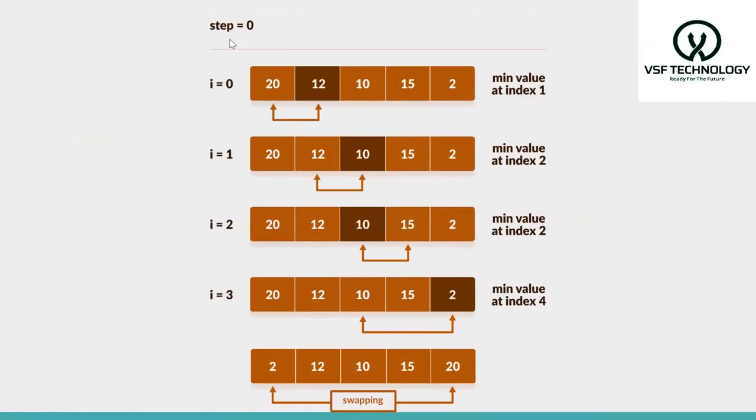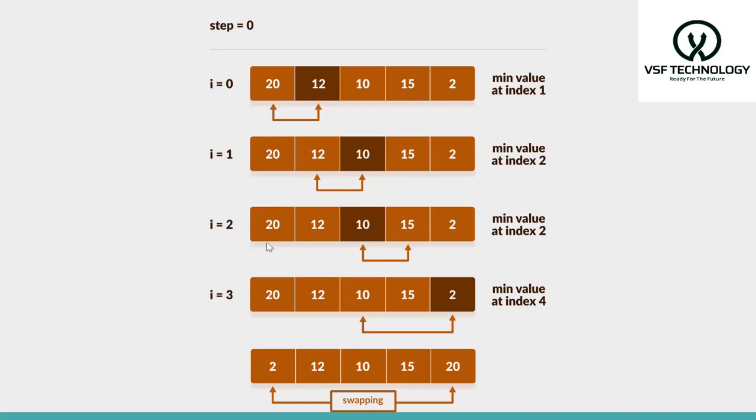Now see step 0. i is equal to 0. We compare the first element with the second element. Then here the minimum value is at index 1 because the second element is less than the first element. Now i is equal to 1. We compare index 1 with index 2. Then here the minimum value is at index 2 because index 2 is less than index 1.